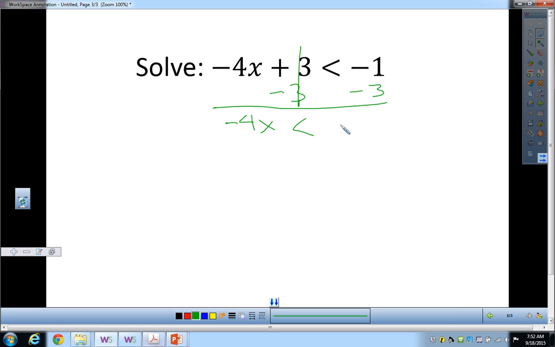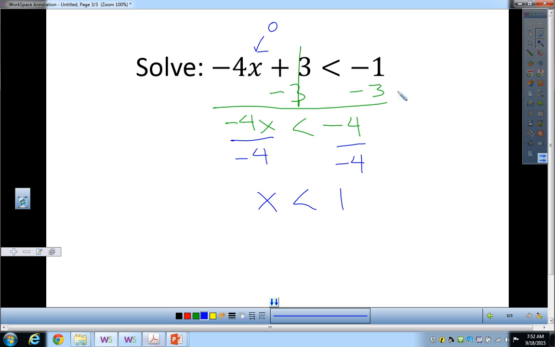Negative 4. Then what? Divide both sides by negative 4. And I get x is less than 1. So I know some of you know what's going to happen here, right? If I were to plug in a number less than 1, like 0, negative 4 times 0 is 0, plus 3 is 3, less than negative 1. Is 3 less than negative 1?